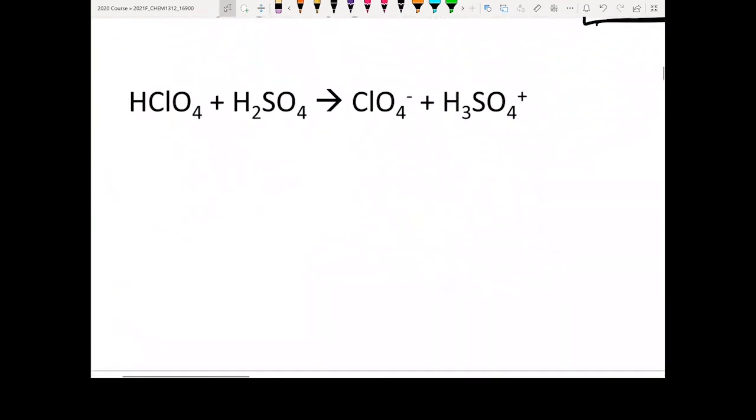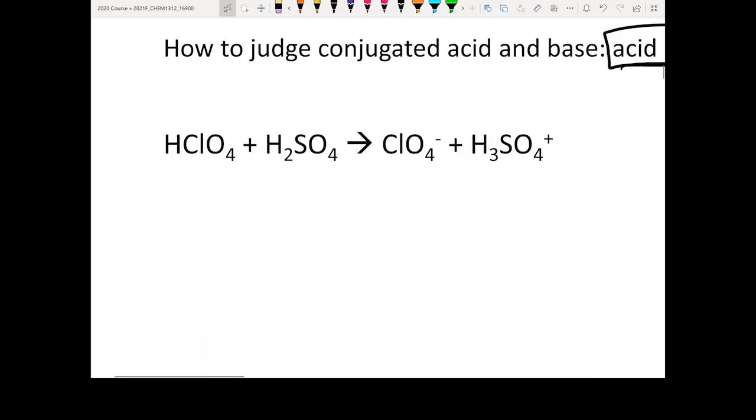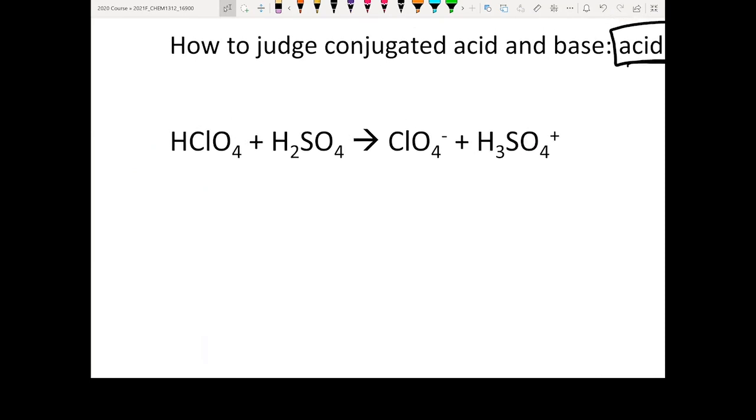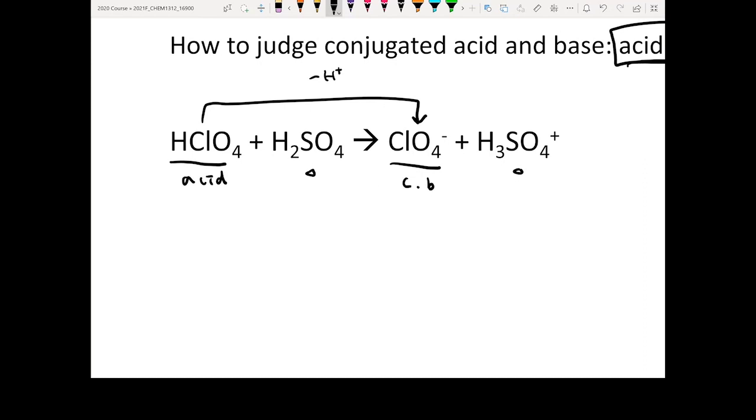So let's give you one example. If this is the equation you see, can you define the two acid-base pairs? From here, we know this and this, apparently, is a pair. This and that is another pair. So if you go from here to here, we know it lost the proton. So we know this is defined as acid, and this one will be the conjugate base. If you go from here to here, we know this obtained a proton. Therefore, this is a base, and this will be the conjugate acid.